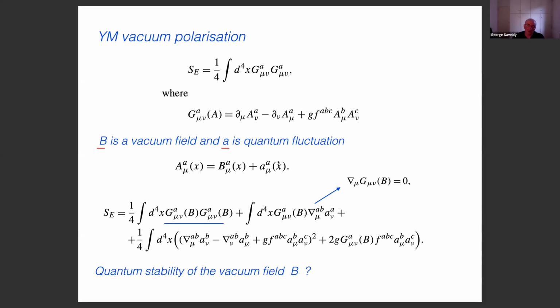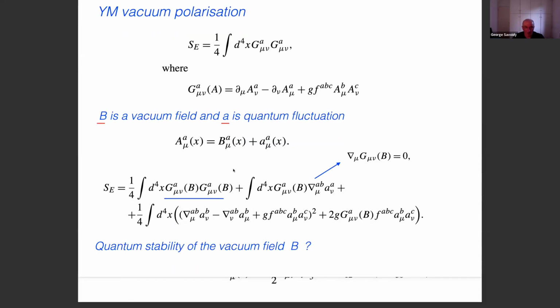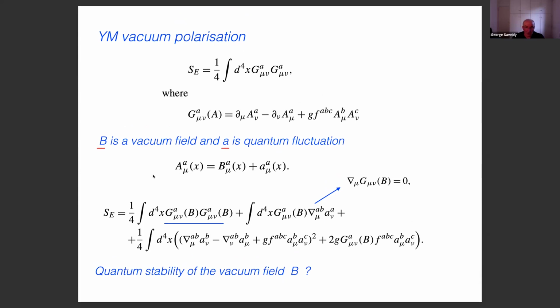So if we find some solution, then we are interested to see what happens with the quantum fluctuations around it, and to learn whether this field is stable or unstable, or what is the influence of quantum fluctuations on this vacuum field. So you substitute this expression, which is the solution of the classical Yang-Mills equation, into the field strength tensor, and then you take a square.